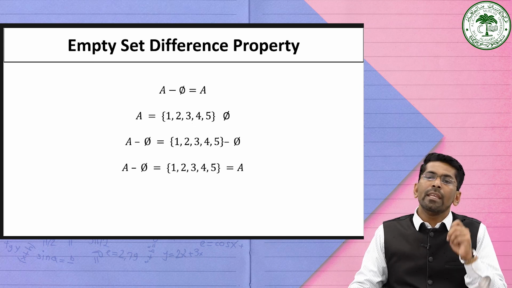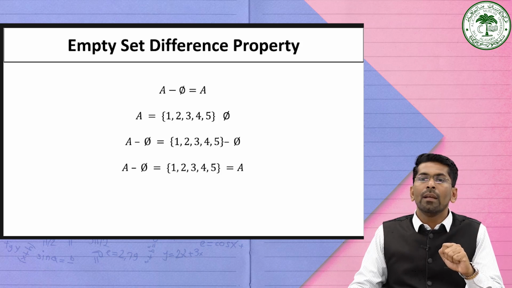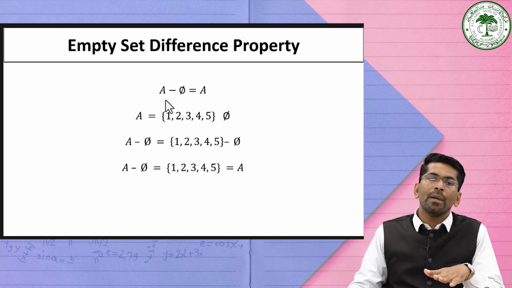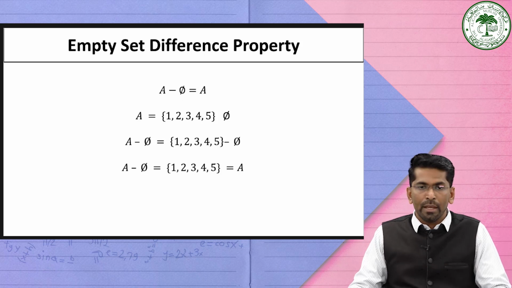So when we take the difference of set A with the empty set, which has no elements, we basically remove no elements from set A. Therefore, we can say that A minus phi is equal to {1, 2, 3, 4, 5}, which is also equal to A. Hence, by the empty set difference property, the result is the set itself, that is A minus phi is equal to A.